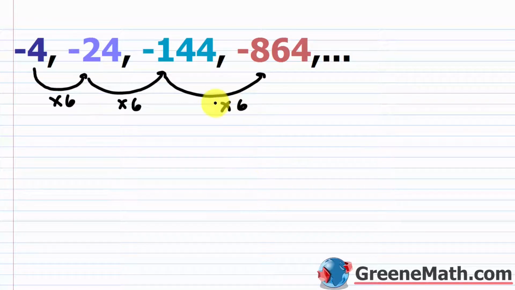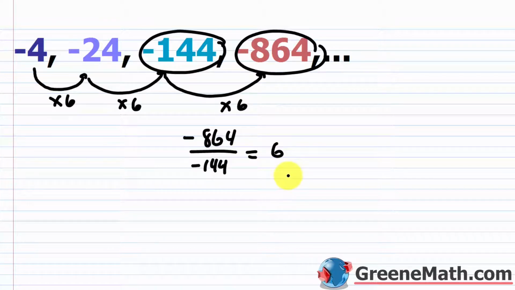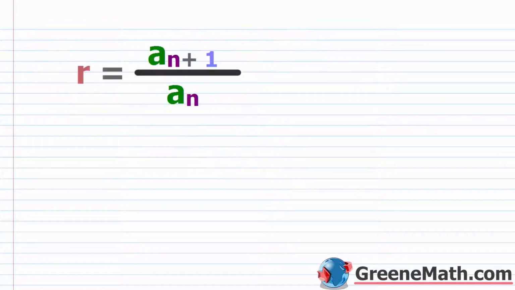So if you didn't see this by eyeballing it, you could take two terms that are next to each other, take the term on the right, and divide by the term on the left. So for example, if I took this term and this term, they're next to each other, take the one on the right, divide by the one on the left. So if I did -864 divided by -144, I would get +6, okay? And that's what this little formula is going to tell you here.